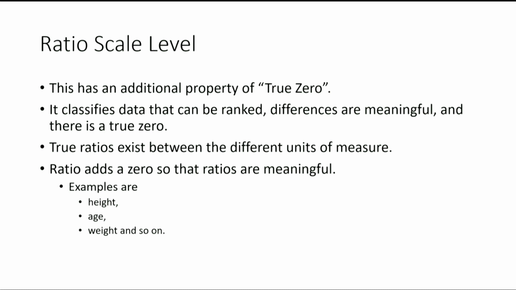True ratio exists between the different units of a measure. Ratios are meaningful because of the zero. Examples are the height of somebody. If somebody's height is 0, that means that person does not exist. Or if somebody's age is 0, that means that person does not exist. That is why we call it a true zero scale. If somebody's weight is 0, that means that person does not exist, and so on.